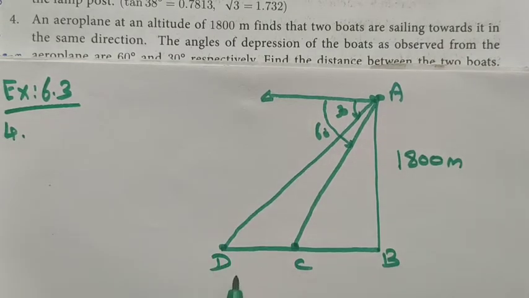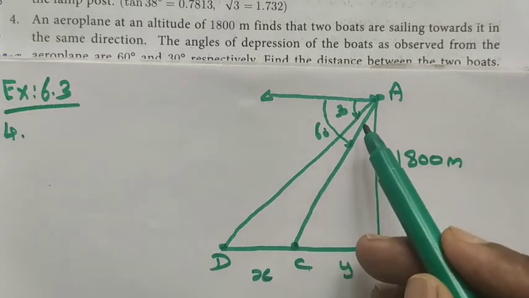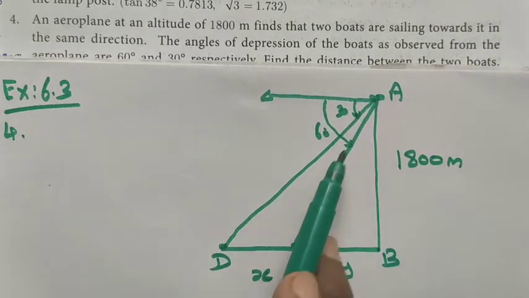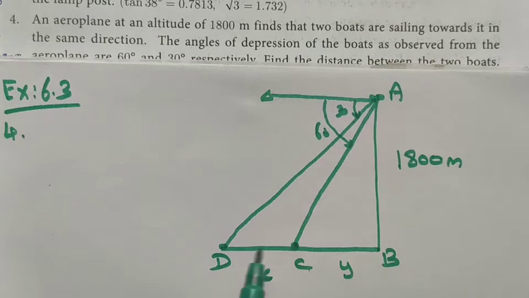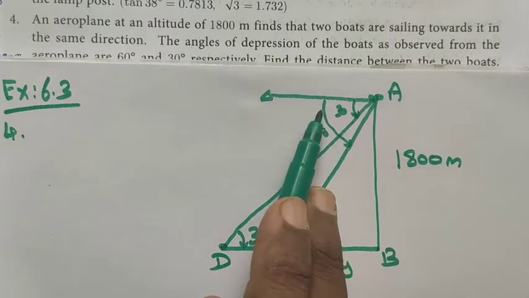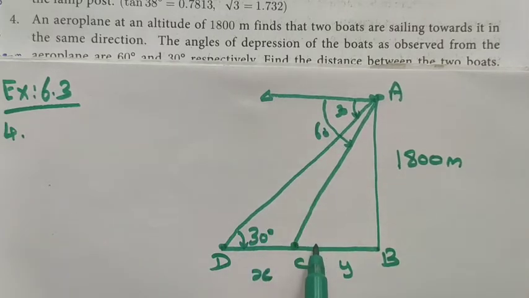Now we want to find the distance between these two boats, X, and we also don't know the distance from the first boat to the altitude, this B point, so let me take it as Y. By the transversal condition, this angle is 30 degree, so this angle is also 30 degree. By the transversal again, this angle is 60 degree, so this angle is also 60 degree.